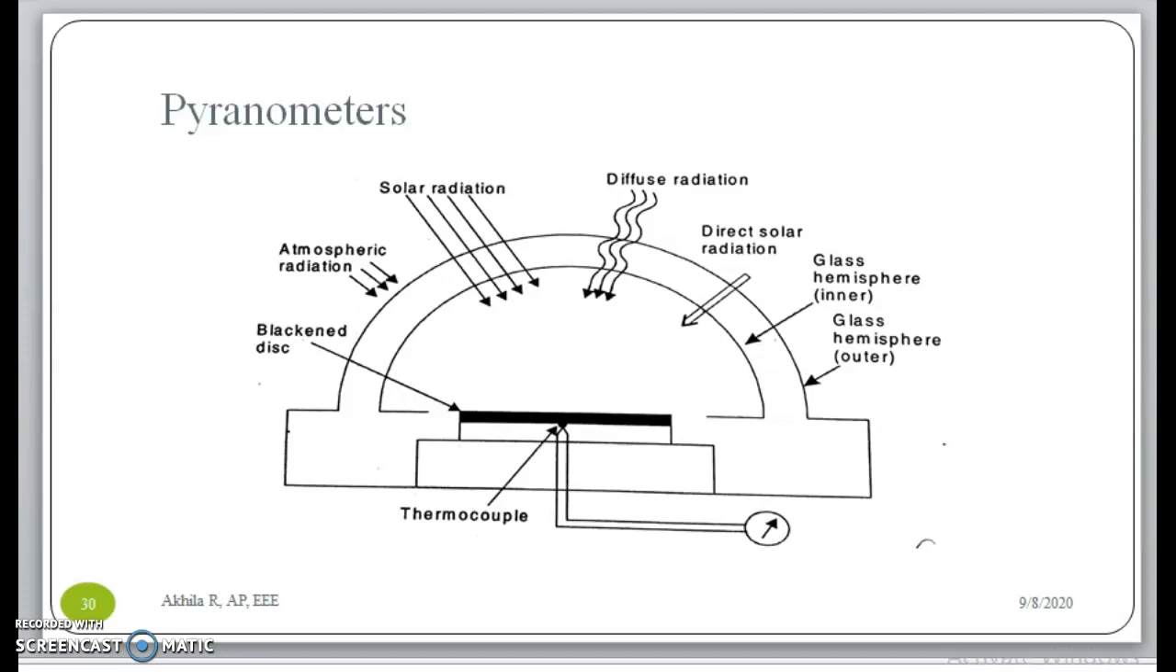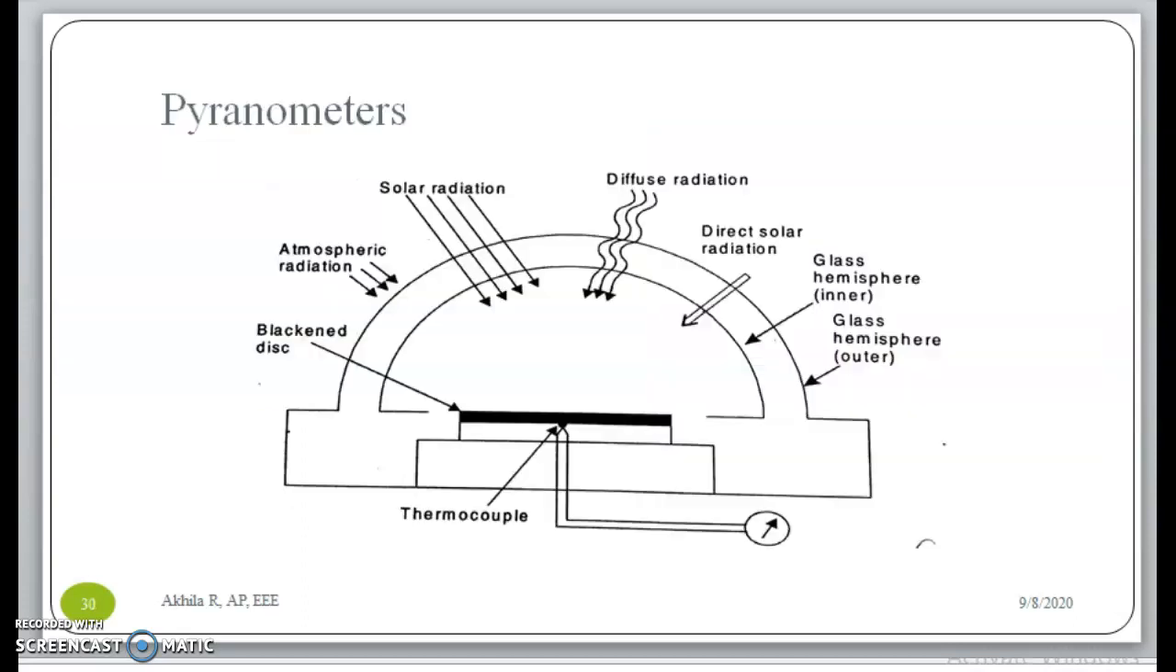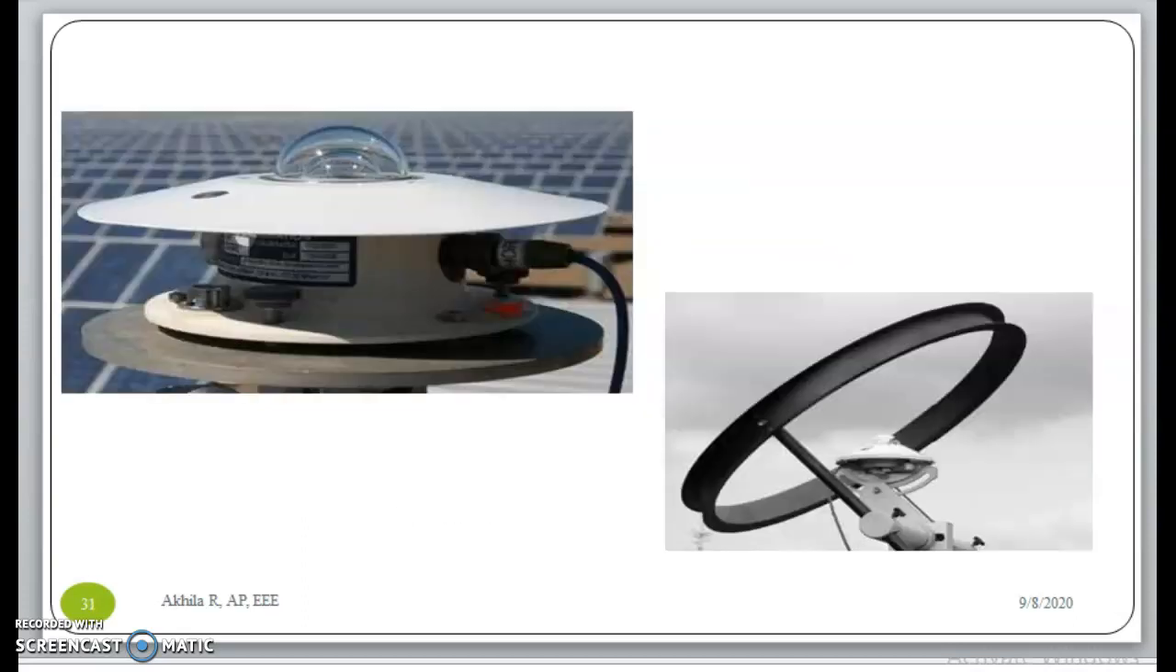Let's have a look at the diagram first. Again, glass is being used, and the solar radiation, both direct and diffuse, is shown. You have the hemispherical glass, the inner portion and the outer portion, and in the middle you have a thermocouple that is attached to a blackened disc. These are the parts of the pyranometer. You can also see a real instrument. Everywhere I've tried to attach the image of the existing or used instrument as well.